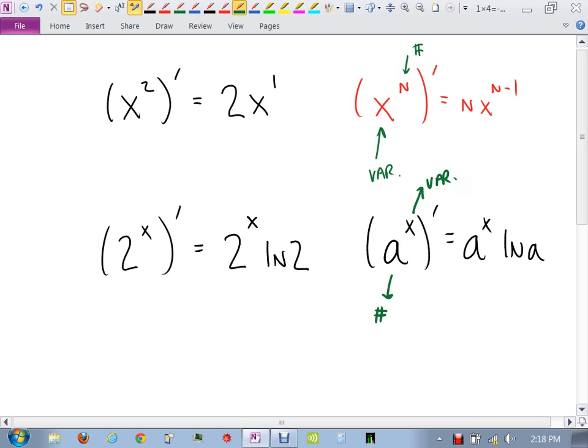Now, we're going to get into something that's really, really nice. It's called logarithmic differentiation.